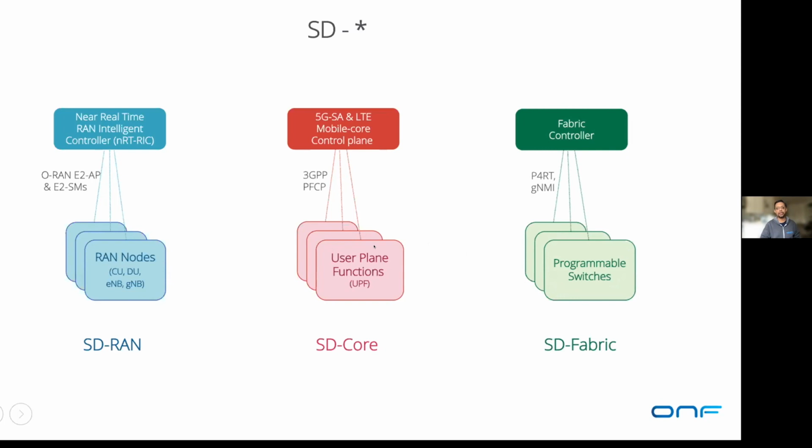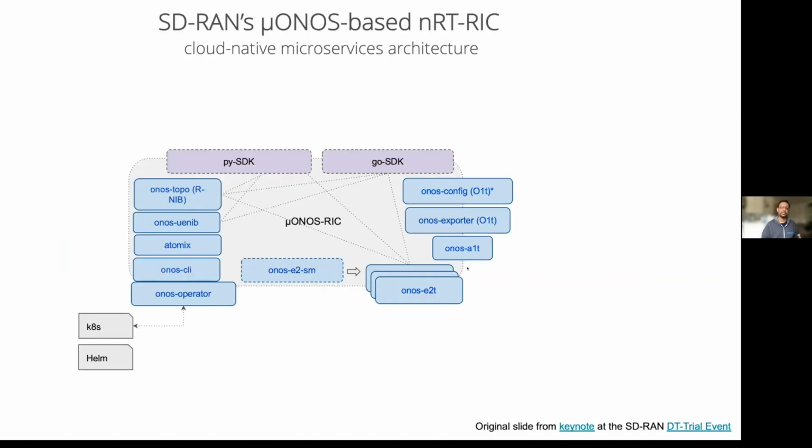So now I'm going to spend a little bit of time giving you an overview of each of these projects, and then I'll give references to several places where you can go and learn more and get involved. So let's start with SD-RAN. Now the focus of SD-RAN, of course, is this near real-time RIC, the RAN intelligent controller outside the box. And we have built this in a cloud-native microservices architecture. You heard from Laddie about ONOS.